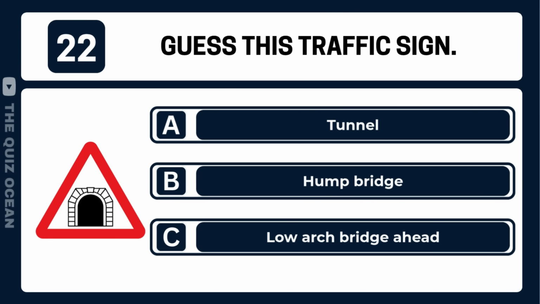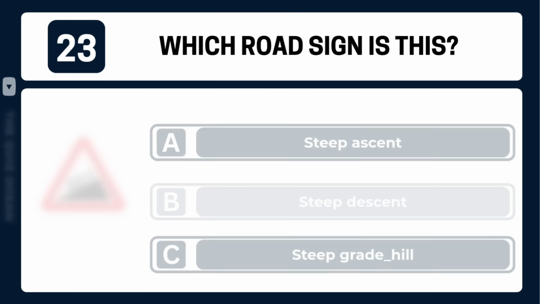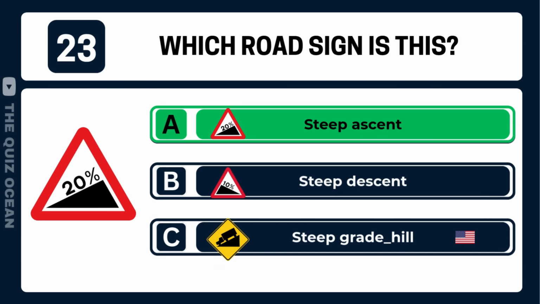Guess this traffic sign. Nice. That is the tunnel sign. Which road sign is this? Correct. It is the steep ascent sign.